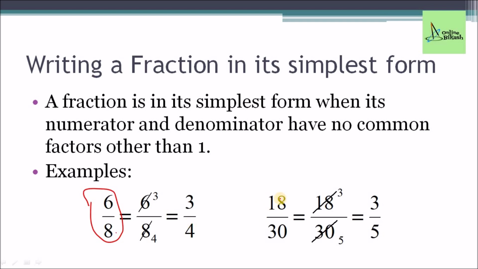Similarly 18 by 30. In this case, is there any number that can divide both 18 and 30? Yes, of course, 6. 6 can divide both the numerator and denominator. So 6 3s are 18, so this 3 is written here. 6 5s are 30, so this 5 is written here. So the answer is 3 by 5. 3 by 5 will be the simplest form of 18 by 30, and 3 by 5 cannot be cancelled further.